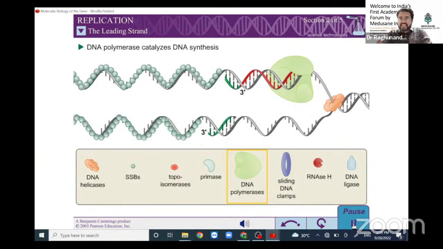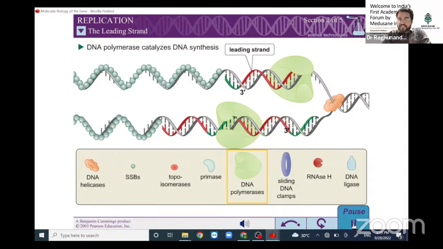Now the leading strand moves in the direction of 3' to 5', but the lagging strand moves in the direction of 5' to 3'. Therefore, it is very difficult for your DNA polymerase, because your DNA polymerase only moves in the direction of 3' to 5'. So in your 5' to 3', that is your lagging strand, let us see how synthesis happens. A fragment synthesis happens.